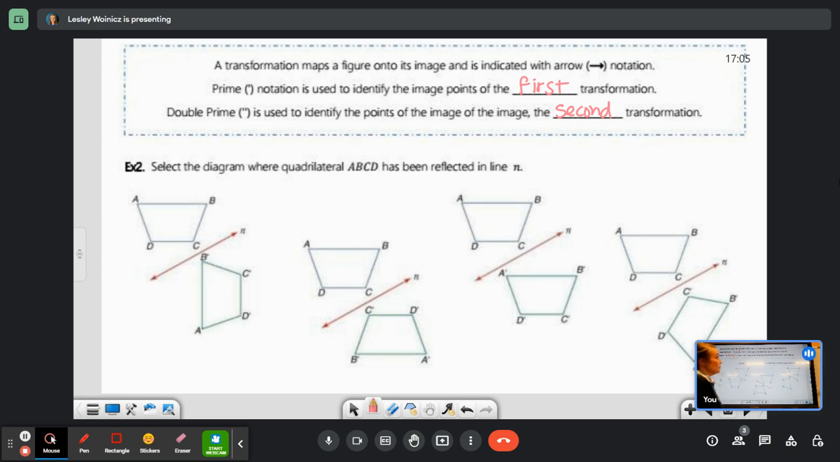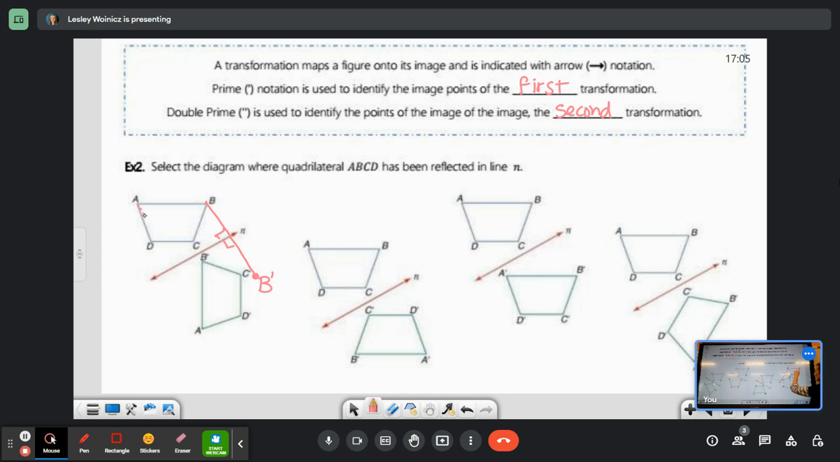Okay, so for example 2, we have to pick the diagram where quadrilateral ABCD has been reflected in line N. So remember about that perpendicular distance. What I'm looking for is that if I drop a line from B to my line of reflection that's perpendicular, I should have that same distance away a point B. And here I don't. The only one that's close is B prime, C prime, okay? This is not mapping at all.